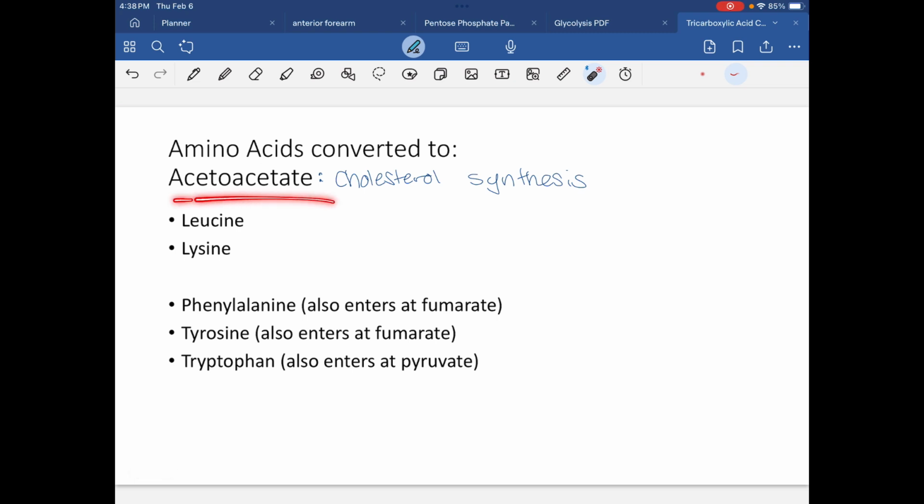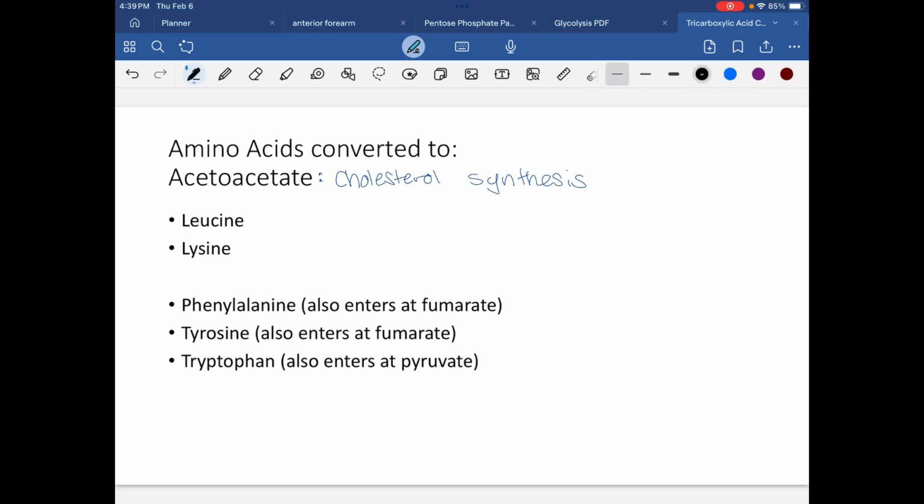For acetoacetate, we have leucine, lysine, phenylalanine, tyrosine, and tryptophan. This is not for the citric acid cycle. This is involved in cholesterol synthesis, but it's the same concept. It's just important to have this for recall reasons.